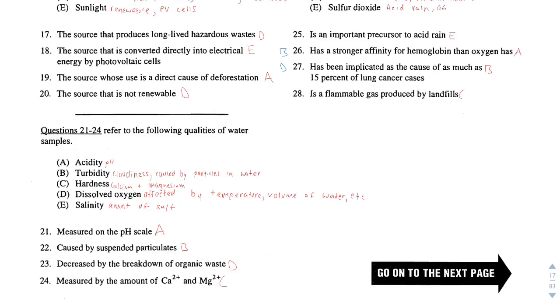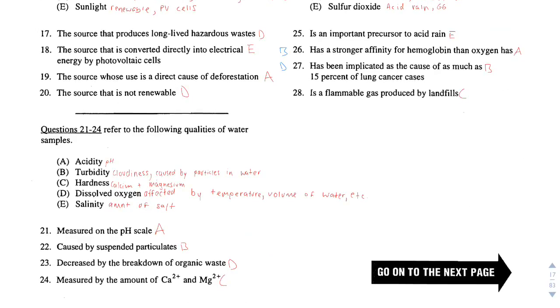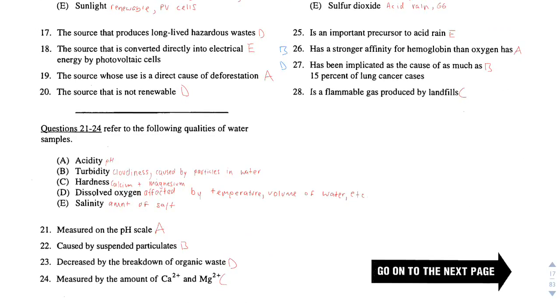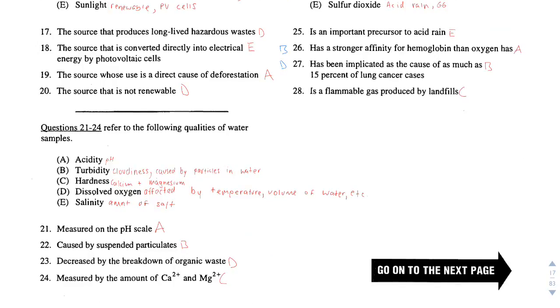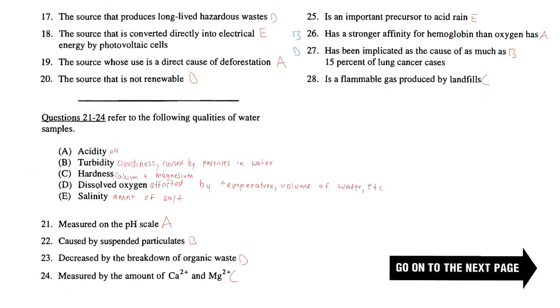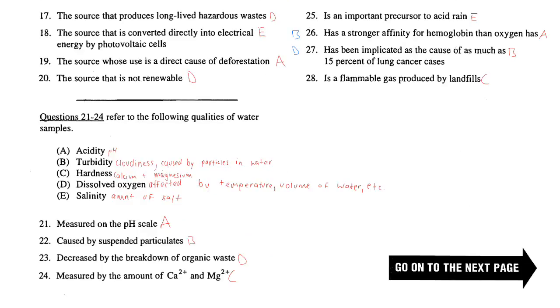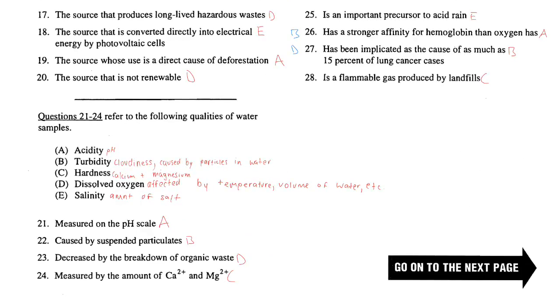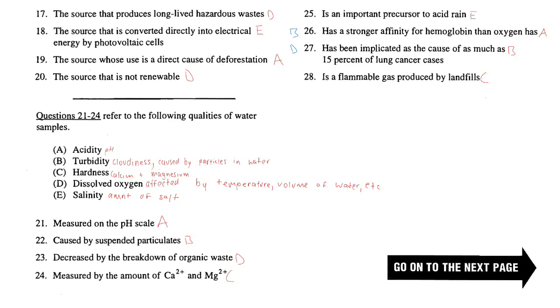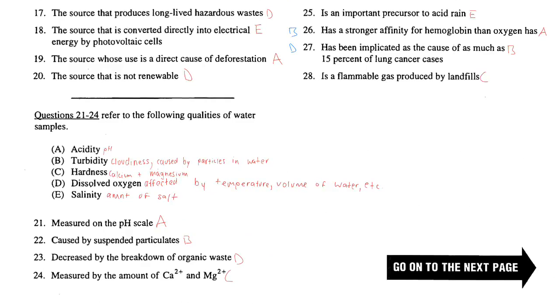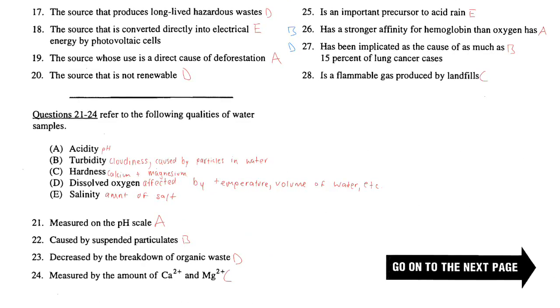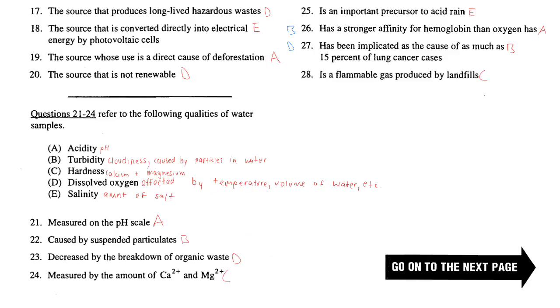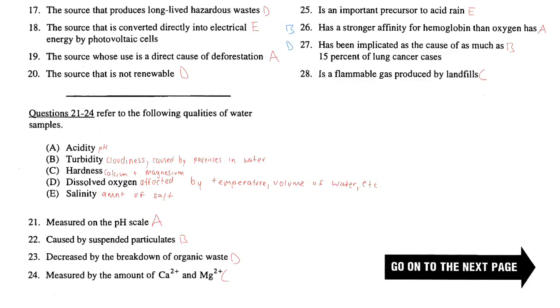Number 25, an important precursor to acid rain, is E, sulfur dioxide. Number 26, has a stronger affinity for hemoglobin than oxygen has, is B, carbon monoxide. Number 27, has been implicated as the cause of as much as 50% of lung cancer cases, is D, radon. Number 28, a flammable gas produced by landfills, is C, methane.